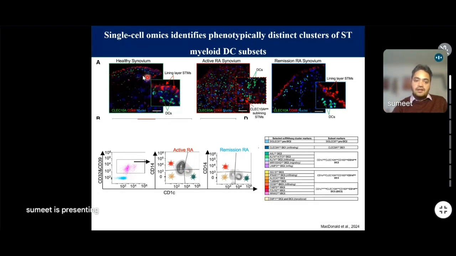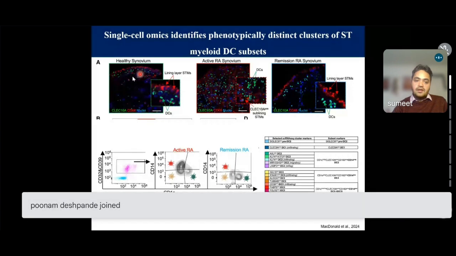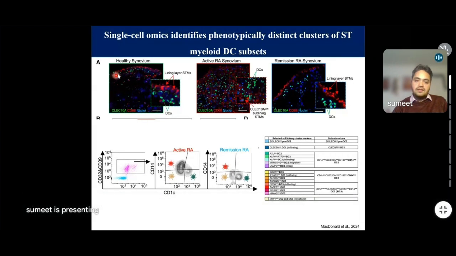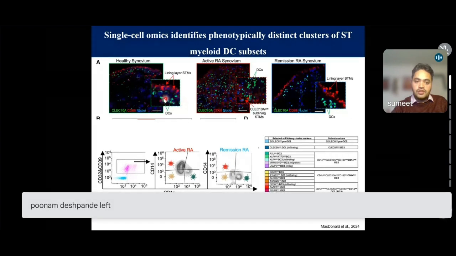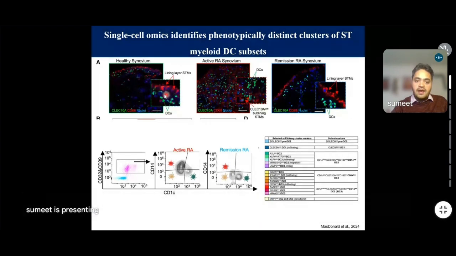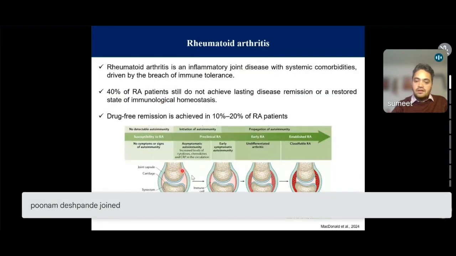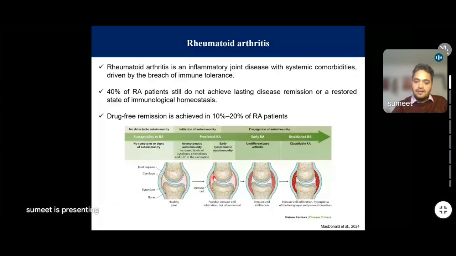So what you can see here in this immunofluorescence image is healthy synovium. And what you can see beautifully is the red line. So the red line is here, which is like a thin lining. And then you have the dendritic cells, which are shown in green color, and blue color is the nucleus. So if I just go back to this figure, remember that this lining layer, which you can see here, is a thin lining.